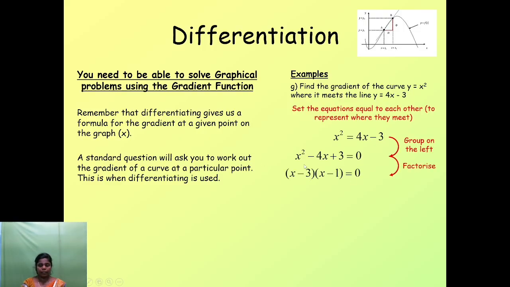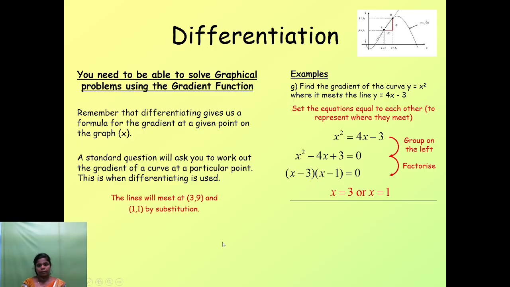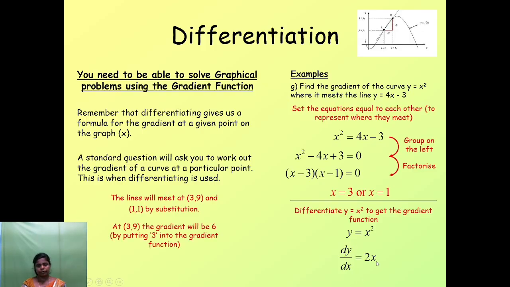Next, factorize this equation. You get x minus 3 and x minus 1 equal to 0. Then x minus 3 equal to 0, you get x equal to 3. And x minus 1 equal to 0, you get x equal to 1. Differentiate y equal to x square to get the gradient function. Then dy by dx is equal to 2 into x. So at the point 1, 1 the gradient will be 2.